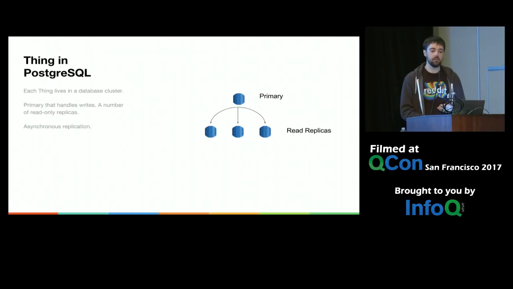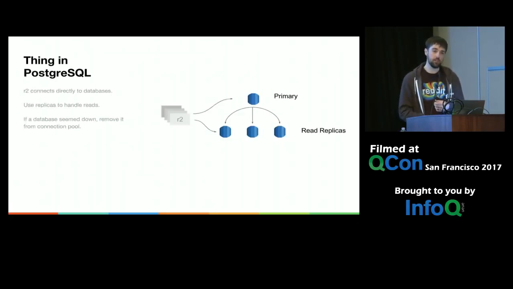Thing in Postgres is done as these set of tables live in a single database cluster. Each primary in that database cluster handles writes, and then we have a number of read-only replicas which we replicate to asynchronously. R2 connects directly to the databases, and we'll try to prefer to use the replicas for read operations so that they scale out better. At the time, it would also do this thing where it determines that if a query failed, it would guess that the server is down and try to not use it again in the future.